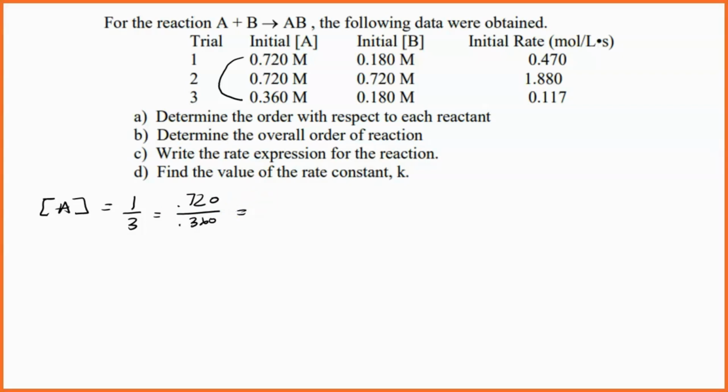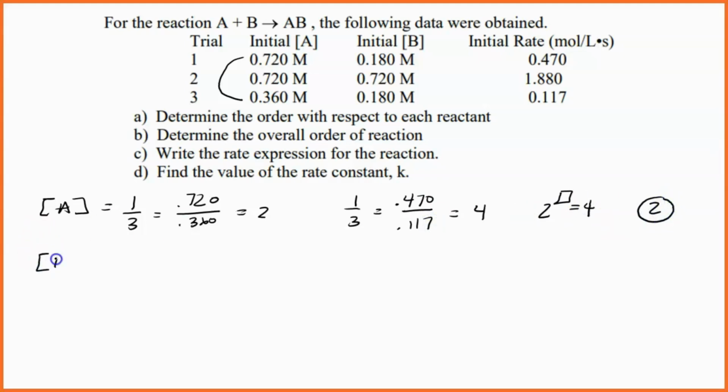2. And then I'm also going to compare the rates in the exact same order. I'm going to have 1 over 3. So the rate of 1 was 0.470, and the rate of 3 is 0.117. And I'll divide those as well. Which comes out to about 4, like not exactly 4, but close enough. So what we're thinking about is 2 to what power equals 4. And that's the order for A.